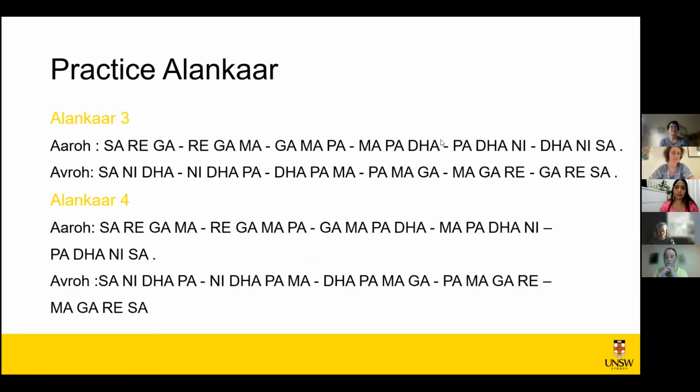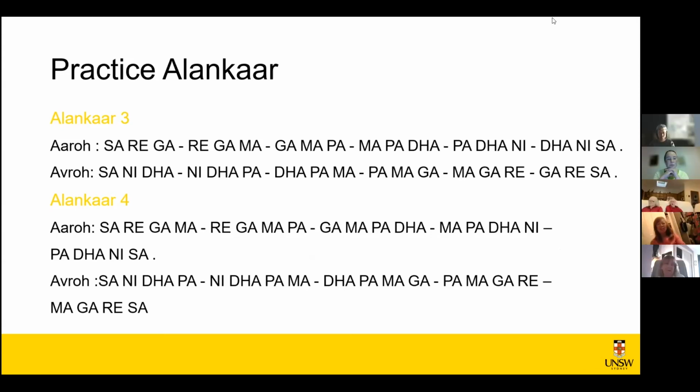Then we have a third alankar, which is sa re ga, re ga ma, ga ma pa, ma pa dha, pa dha ni, dha ni sa, sa ni dha, pa ma pa, ma ga re, ga re sa. Okay, we'll sing along together. Sa re ga ma, ga ma. Do you want me to go slower if it's fast? Okay, I can go a bit slower.